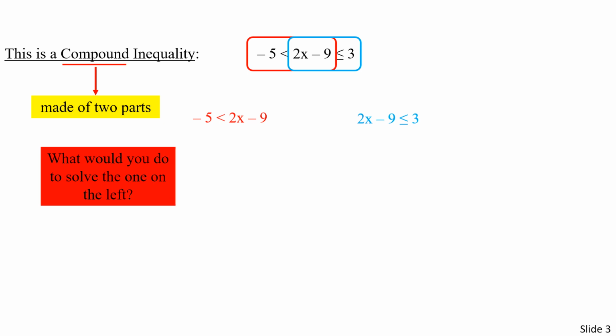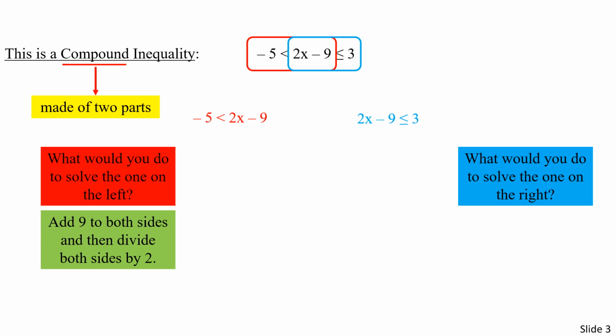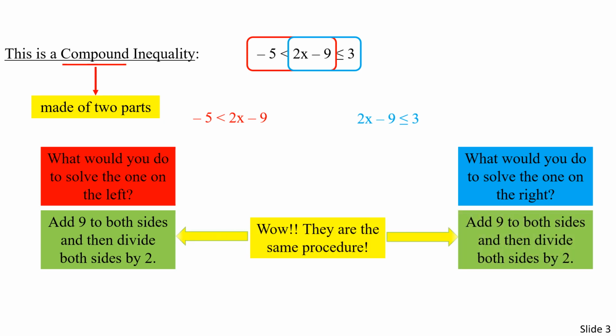So what would you do to solve the one on the left? Well, you would have to add the 9 and then divide by 2. What would you do to solve the one on the right? Well, I'm going to add the 9 over, and then I'm going to divide by 2. Wow, it's the same procedure.